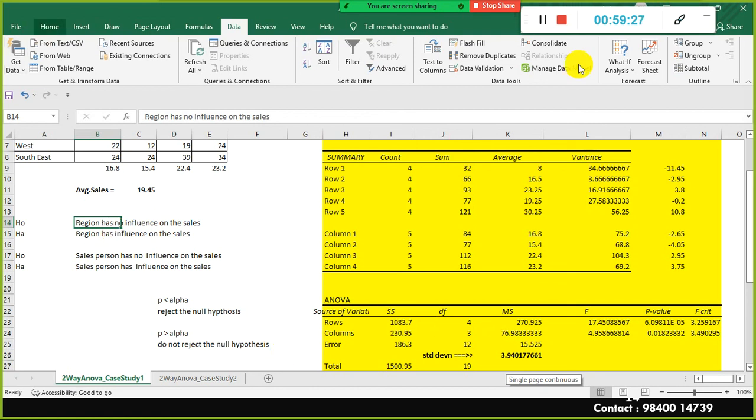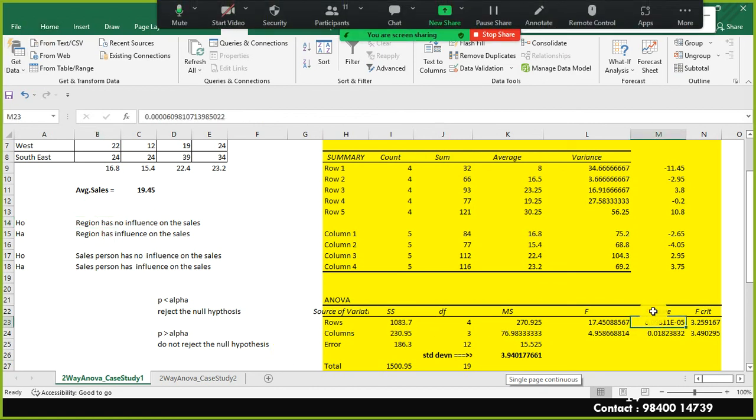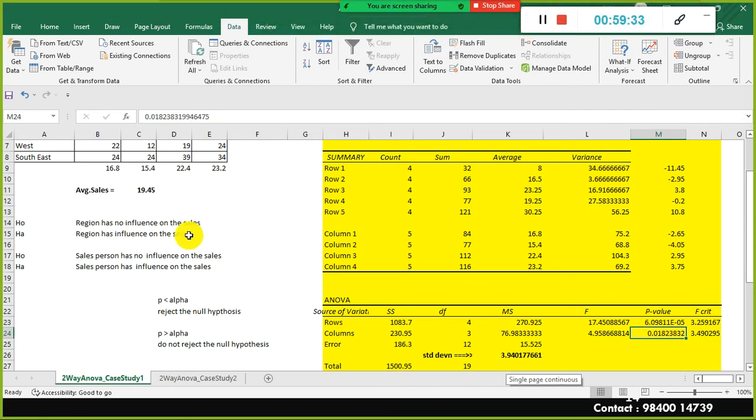So since the p-value is very less here, we can say highly statistically significant. You just think that way here. It's not low statistically significant.